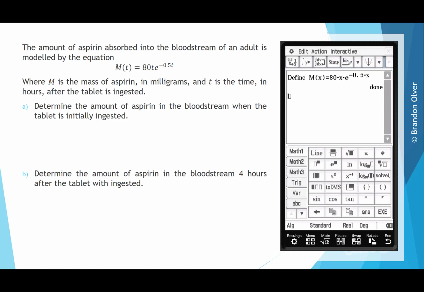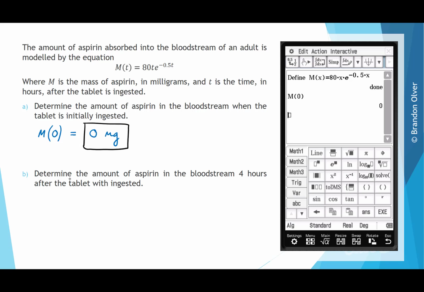For part A, we're asked to determine the amount of aspirin in the bloodstream when the tablet is initially ingested. So this is when t is equal to 0, so we want to find the value of m when t is equal to 0. So the next thing we want to do on the CAS calculator is evaluate m when x is 0. So we can drag it down and replace x with 0 and hit execute. And from the calculator, that is equal to 0 milligrams in the bloodstream. So that's the answer for part A.